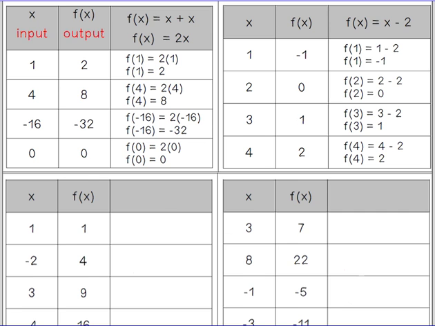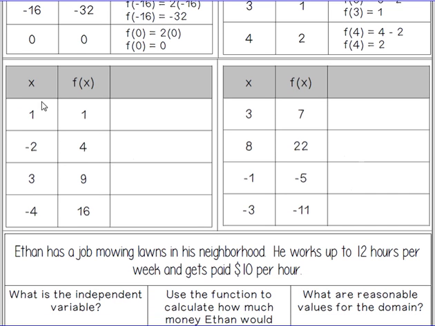So let's look at the bottom two. Given our input and output values, we have an input of 1 and an output of 1, an input of -2 with an output of 4, an input of 3 and an output of 9, an input of -4 and an output of 16. So our function rule, or our function, is f of x equals x squared.